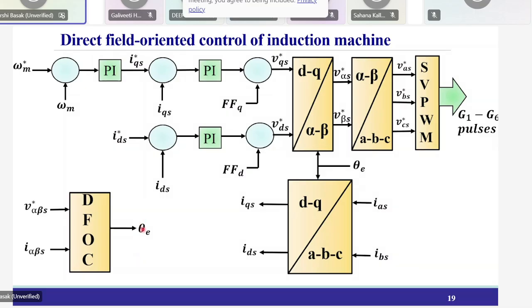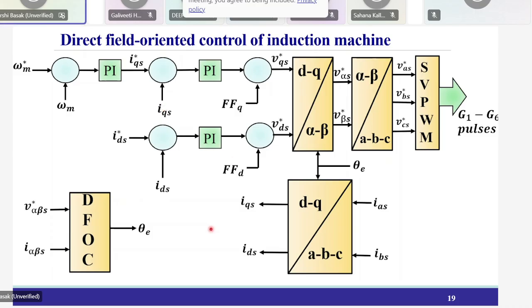Okay, so you will get the value of theta e, and the remaining thing is the same, that the speed controller will generate the IQS reference. The IDS reference will be controlled to generate the flux within the machine, because it will create the flux, and you will try to keep it constant. Okay, so it is something like the field current control of the DC machine. So this portion is the field current control, and this portion corresponds to the armature current control and the speed control.